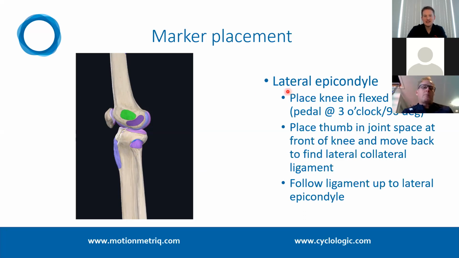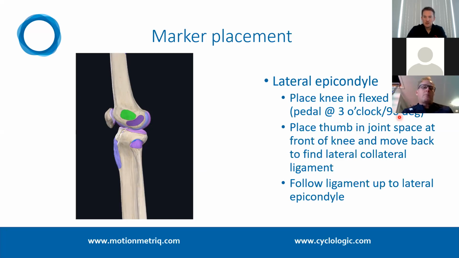So how to find that? Place the knee in a flexed position somewhere around the 3 o'clock or 90-degree point of the pedal stroke. You would put your thumb in the joint space at the front just here, and then trace backwards along the joint line, and then somewhere around here you're going to come across the lateral collateral ligament. You'll feel it as a little ridge, and then if you follow your thumb up along that lateral collateral ligament, to where its insertion is, or where it connects. So that's the recommended method for finding it.